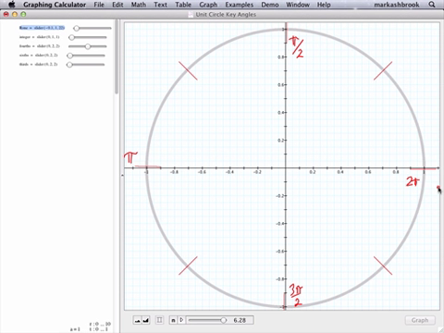Okay, what's the sine of pi over 2? 1, because sine is vertical distance. Okay, what's the cosine of pi? I heard 0 and I heard -1. No, what's the cosine of pi?